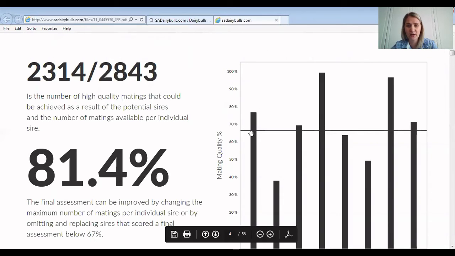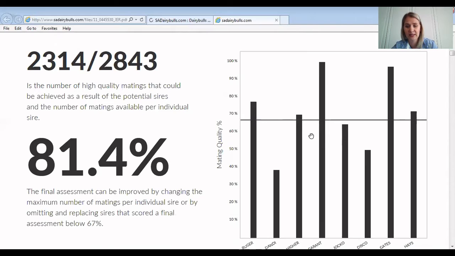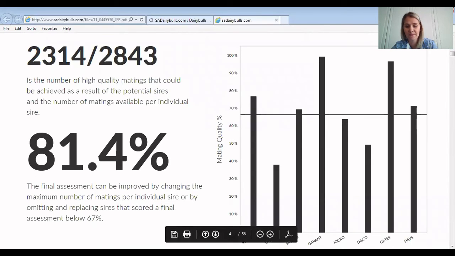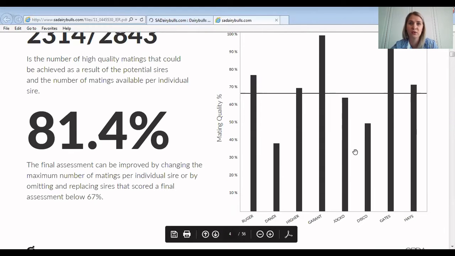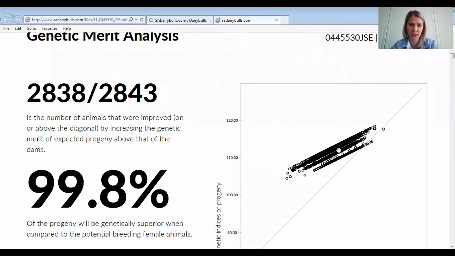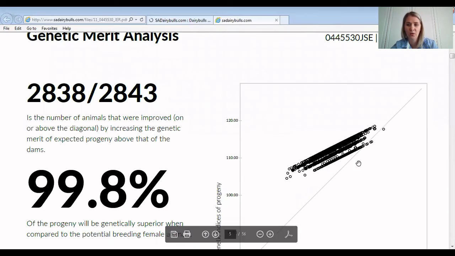So all the bulls that are over 67%, so it will be these ones over here, which is Rugger, Higher and Garant and Gates and Hayes. Those are the ones who do the optimal matings in your herd. The others were a little bit lower and could always be maybe exchanged for other bulls that might have better genetic potential in your herd. We're always looking for genetic improvement.